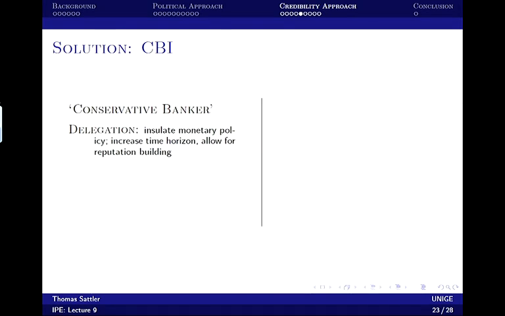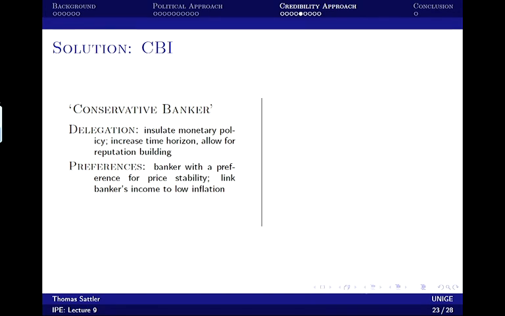So what's the solution? There's a number of solutions, and one of them is the so-called conservative central banker. Here the idea is to take monetary policy away from the government, which has a short time horizon because it faces elections, and we give it to a central banker. We delegate monetary policy to a central banker who has a long time horizon, who cares about the infinite future, and this allows the banker to build a reputation for low inflation. So we can choose a banker with a preference for price stability. We can design the contract and the income of the central banker in a way that he or she earns more if inflation is low, and earns less if inflation is high. And the result, by this logic, is that we have low inflation and no negative impact on unemployment.